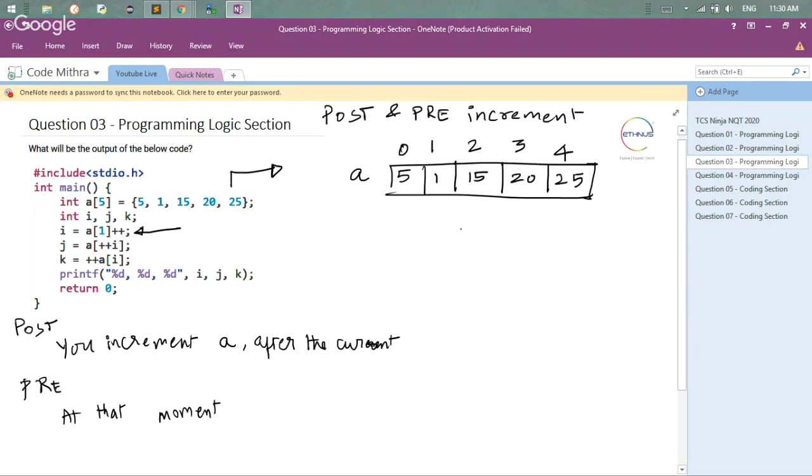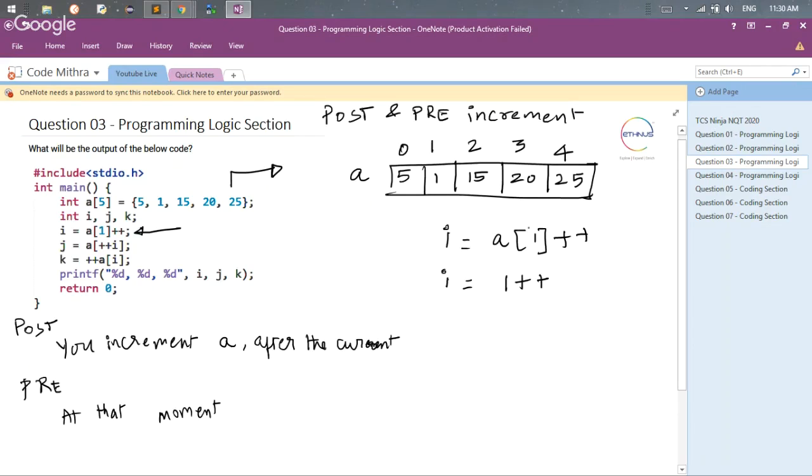Okay. Now let's understand this statement. i = a[1]++. Now the i value will be a[1]. a[1] is actually 1, plus plus. Right? This is what they are saying.